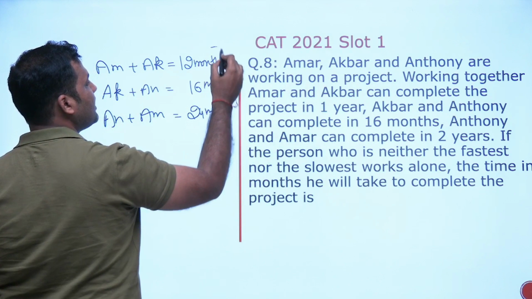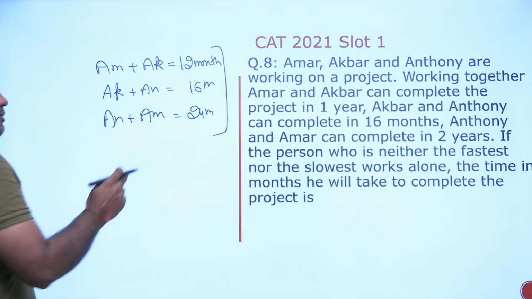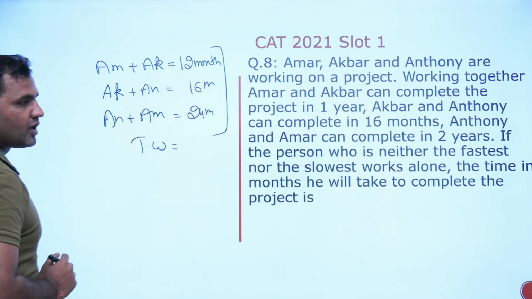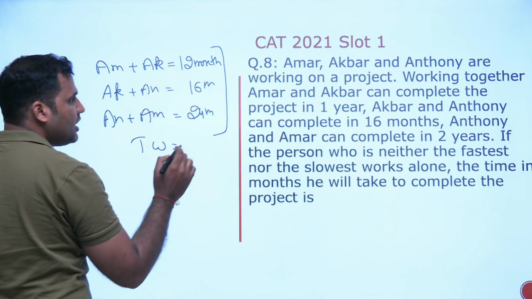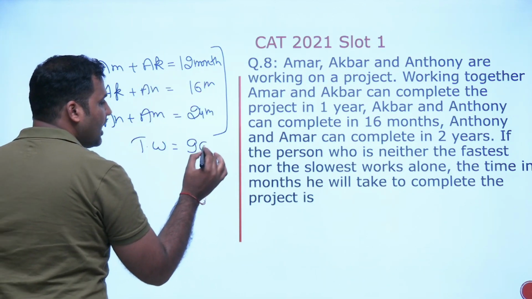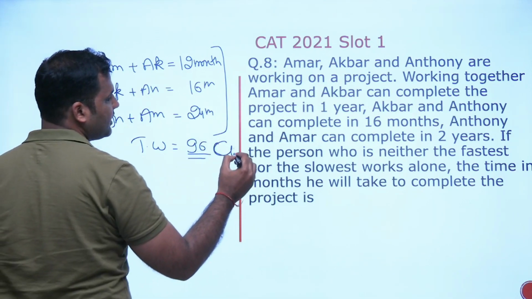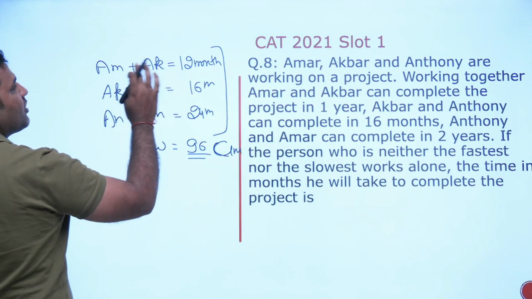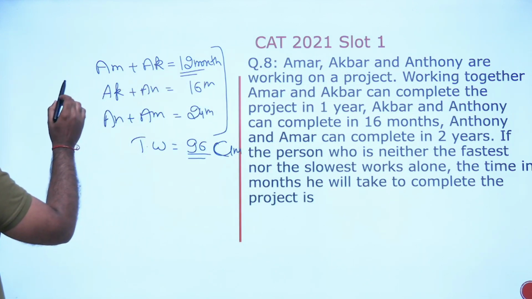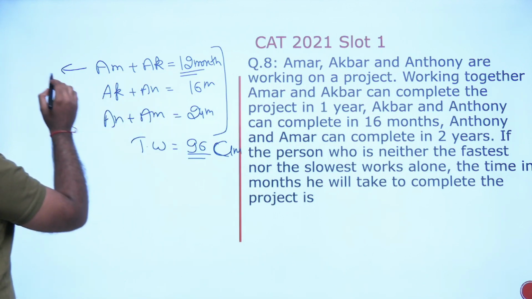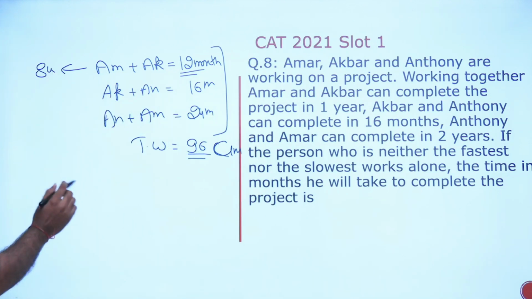So what I can do is simply assume a number. आप अपने टोटल वर्क को डिफाइन करो जो 12, 16 और 24 का मल्टीपल है. Let's take that number to be equal to 96. अगर मैंने माना कि टोटल वर्क 96 यूनिट्स का है, तो ये अमर और अकबर दोनों 12 मंथ्स में कर रहे हैं, तो क्या राइट से कि अमर और अकबर 1 मंथ में जो यूनिट्स ऑफ वर्क होगा, that will be 8 units.